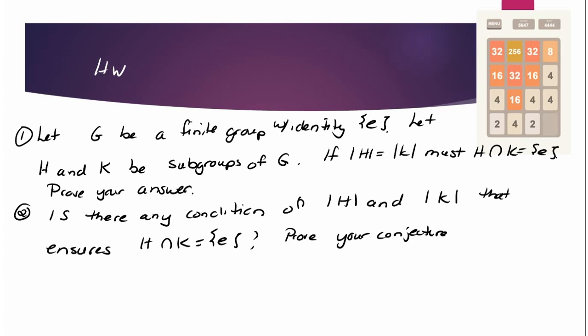So a homework problem, this is probably a little bit more challenging. If I have a finite group G with identity e, and H and K are subgroups of G, and the order of H is equal to the order of K, is it true that H intersect K has to be the identity? If you think it's true, prove your answer. If you think it's false, find a counterexample. If you feel it's false, is there any condition you can add on the order of H and the order of K that ensures this intersection will be e? So fix it and then prove your conjecture.